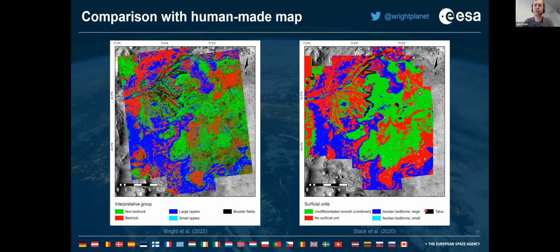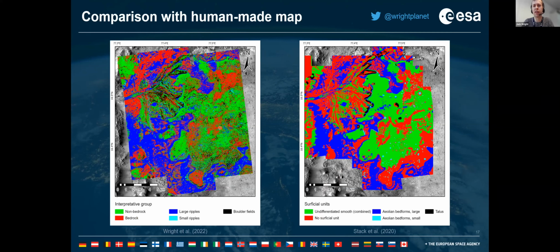They mapped talus, which is the loose material on steep slopes, which we have loosely correlated with boulder fields, because many of these talus slopes do indeed contain boulder fields. And you can see boulder fields are picked out in black around the distal part of Jezero Crater's delta, and you can see the talus slopes are here as well. And where they do not map a surficial unit, we assume that means there's exposed bedrock, and so we color their no surficial unit as red, which is equivalent to our bedrock.